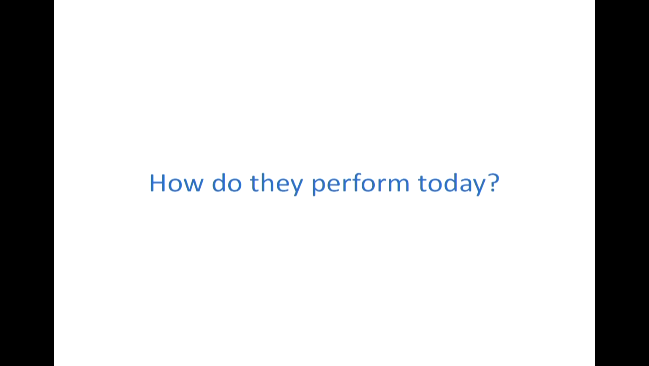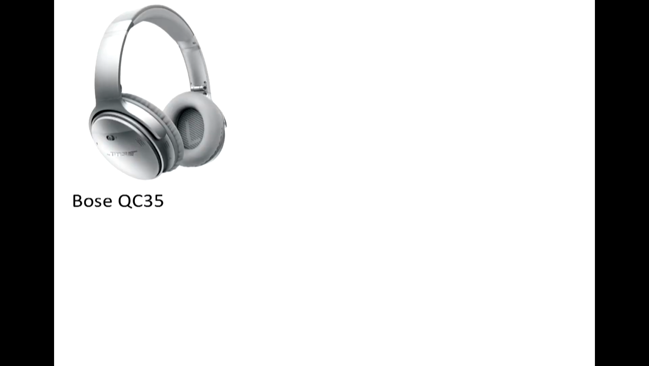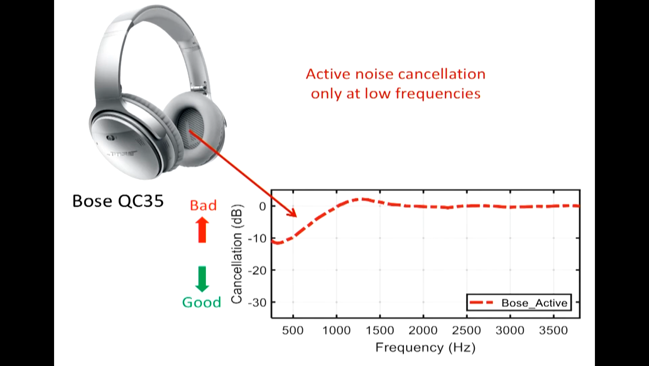Let's look at their performance. We actually measured the performance of the latest Bose QC35 noise-canceling headphone, and here is the result. The x-axis shows the frequency, while the y-axis shows the cancellation performance, the quality. So it seems like this active noise cancellation only works at lower frequencies, right? From this graph, it only works below 1 kilohertz.